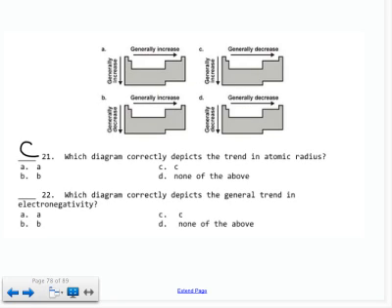And for number 22, which is the general trend in electronegativity? Well, electronegativity generally increases from left to right, so we can cross off those two, and it generally decreases from top to bottom, so the answer here is B.